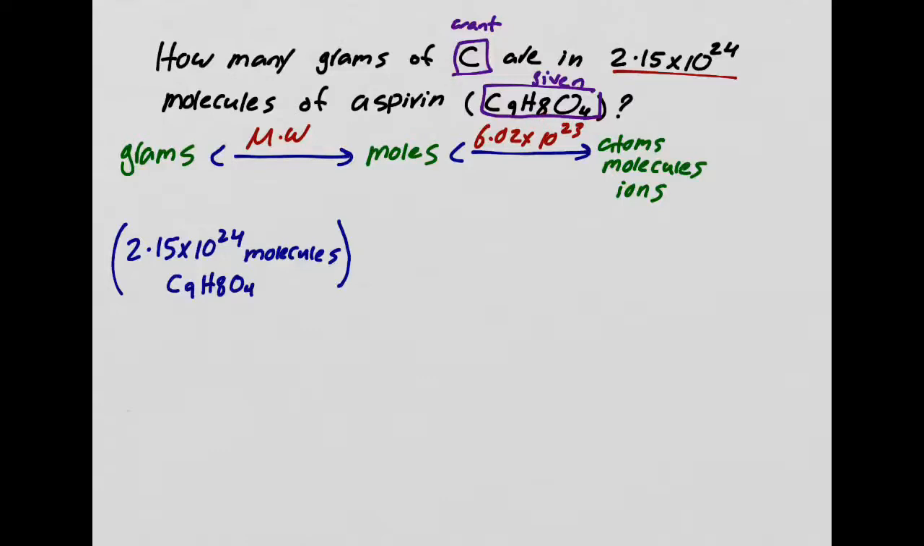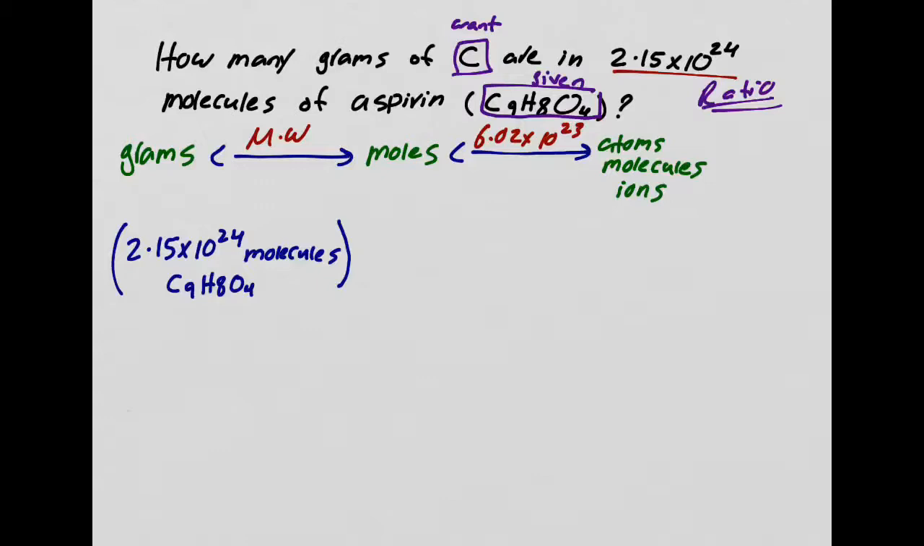If they give you one thing, but they want something else, what do you have to use? You have to use mole ratio. Okay? So I'm hoping now you're recognizing that type of problem. Again, they give you C9H8O4, but they ask you for carbon. So far, so good. So now you know that you have to do mole ratio.